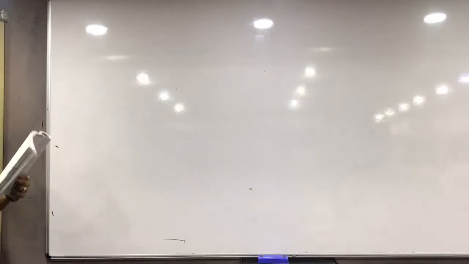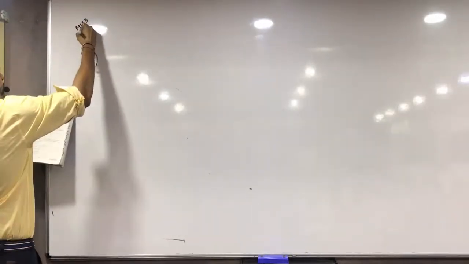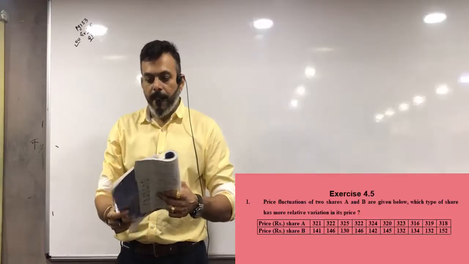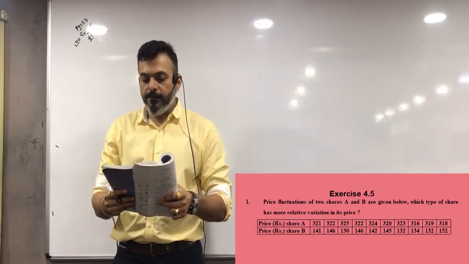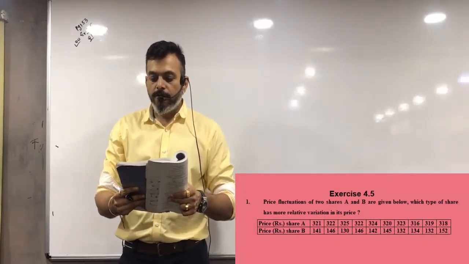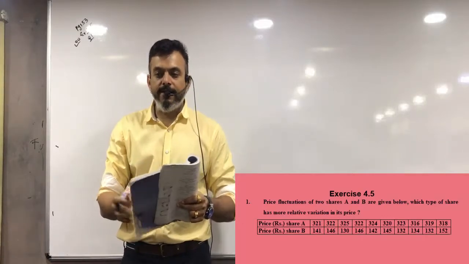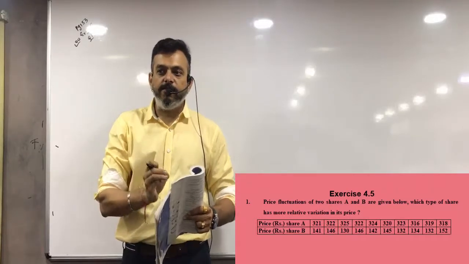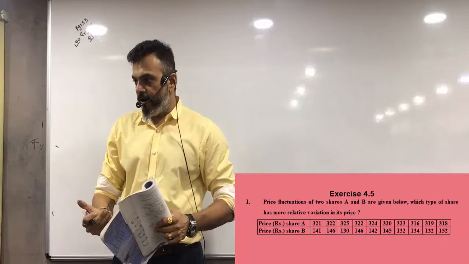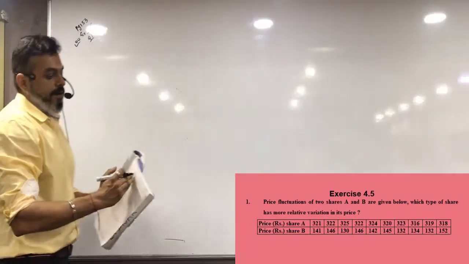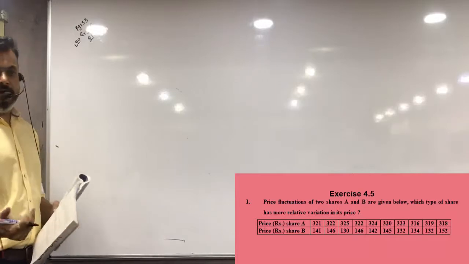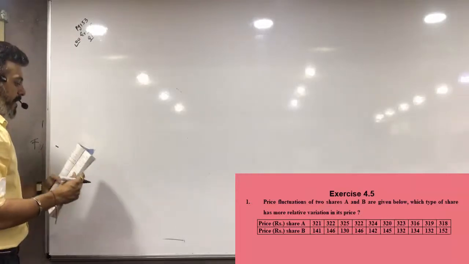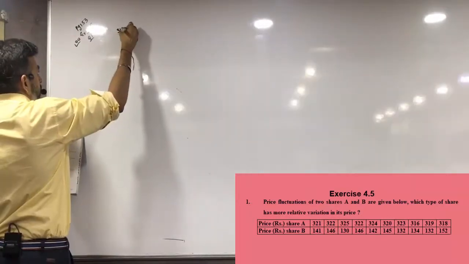That's it. Page number 153, exercise 4.5. Question 1, important for exam. Price fluctuation of two shares A and B are given below. Which type of share has more relative variation in its price? यानी कहाँ पे variation ज़्यादा है, dispersion ज़्यादा है, वो हमें find करना है. Okay. Now, whenever comparison is there, we have to find coefficient of variation. So we have to find the mean and the standard deviation. Let's first write data of share A.